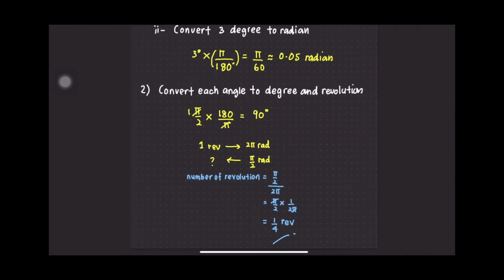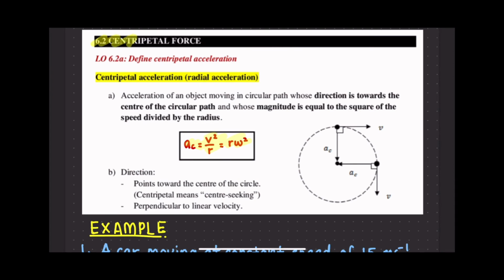Okay. Next is 6.2, centripetal force. Before you learn about centripetal force, you have to know what is defined as a centripetal acceleration. Okay, what is centripetal acceleration? Centripetal acceleration is acceleration of an object moving in circular path whose direction is towards the center of the circular path. Direction is towards center of the circular path.